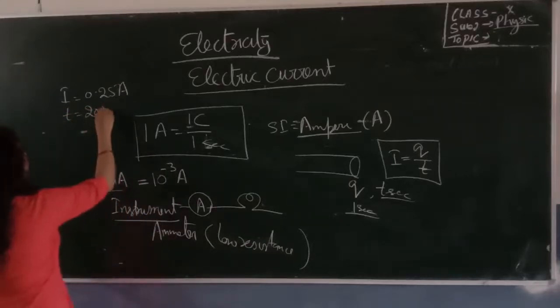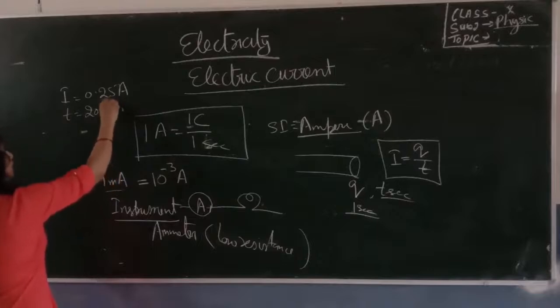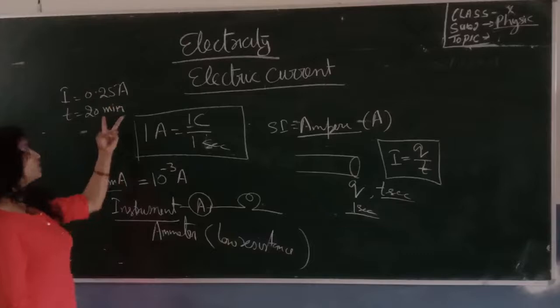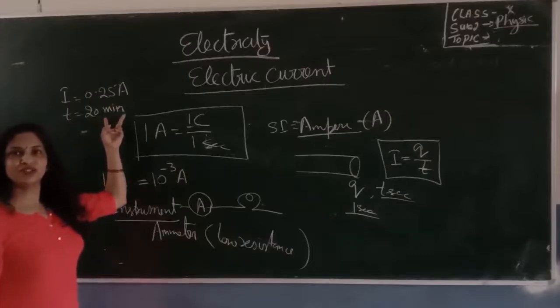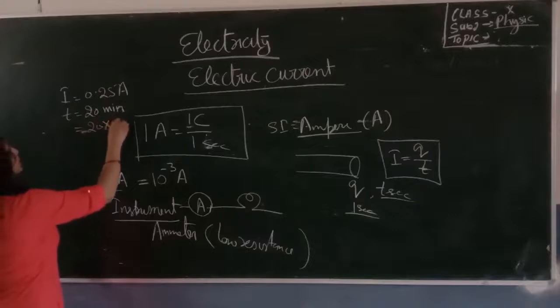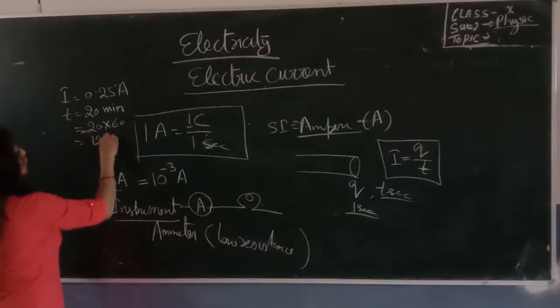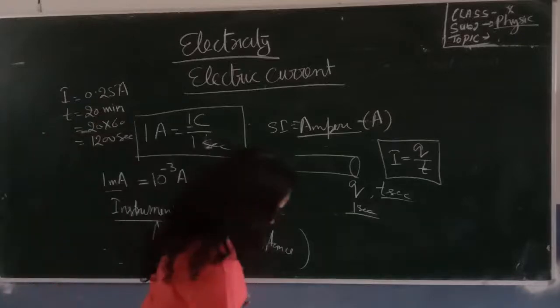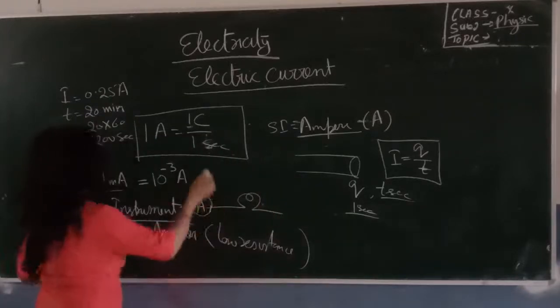Now, the most important thing is that we always use the values in SI units. This is not the SI unit of time. We know the SI unit of time is seconds. So we will say 20 into 60 is equal to 1200 seconds. So first we have to convert all the values into SI units.